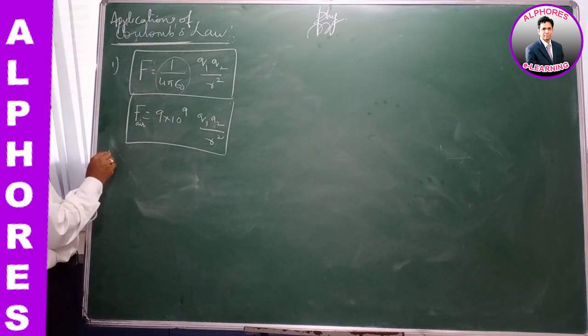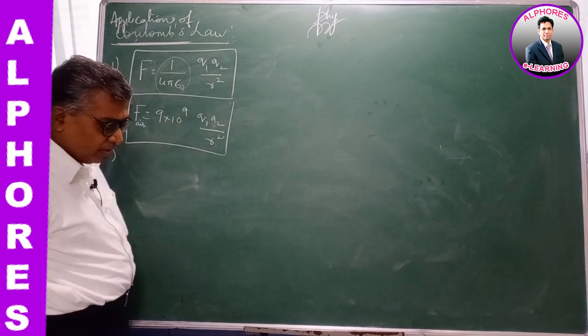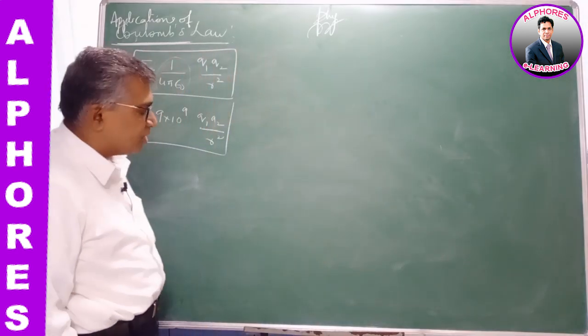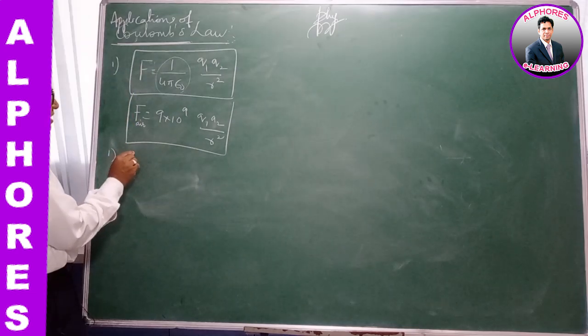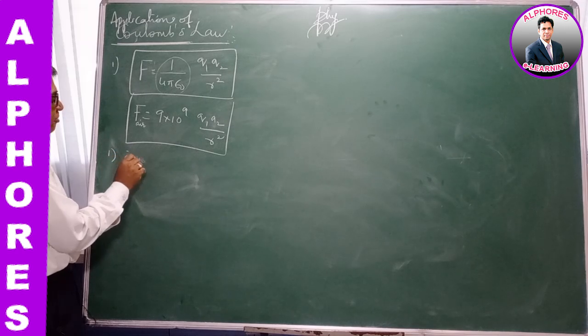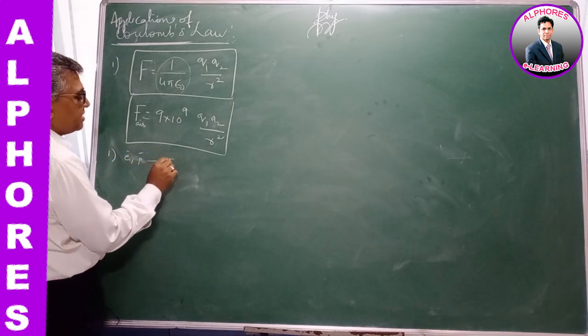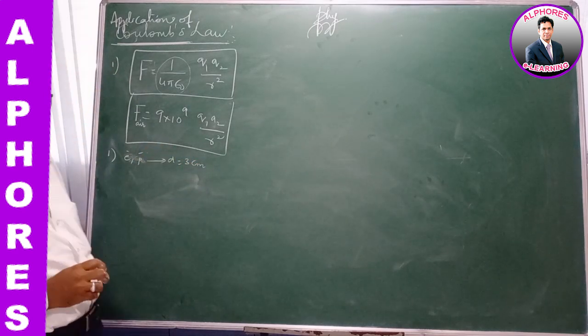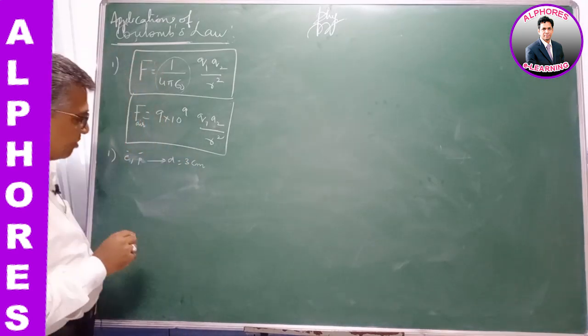A first, very simple question. If an electron and a proton are separated by a distance of, let us say, 3 centimeter, then what would be the electrostatic force between them?